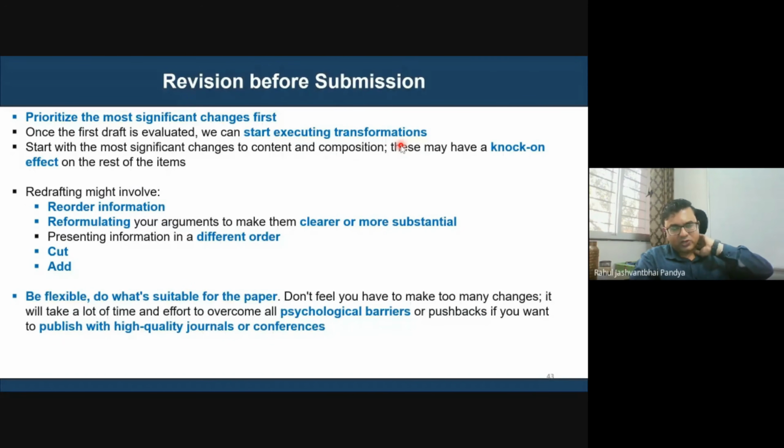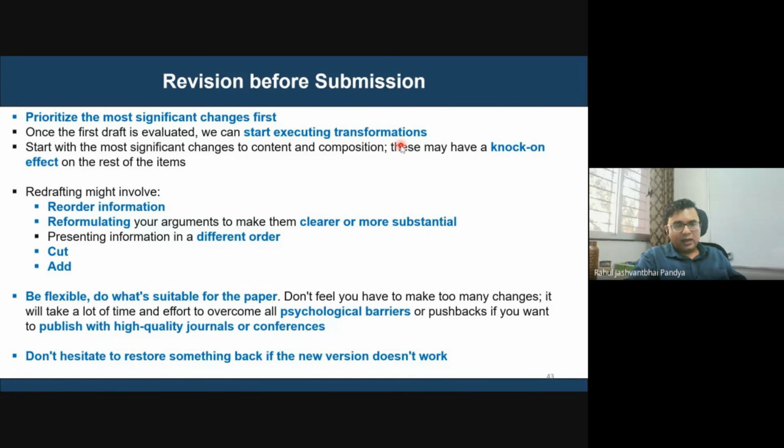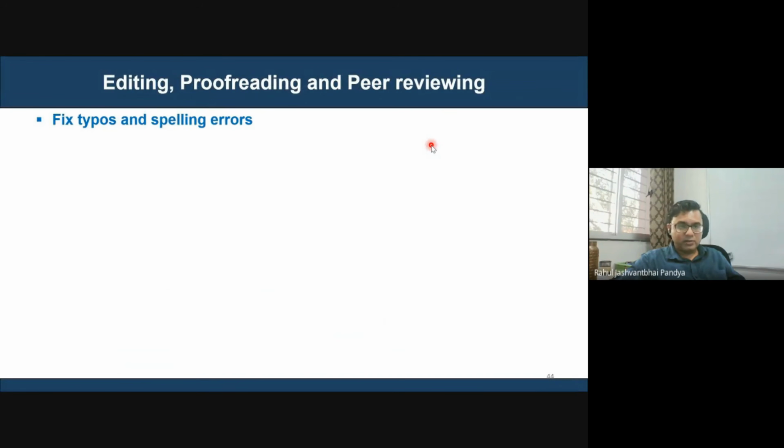Whatever suits there, we should do that, and we should overcome all the psychological barriers or pushbacks. If you want to publish in high-quality journals and conferences, right, there would be multiple psychological barriers. We have to overcome everything. We should never hesitate to restore something back if the newer version doesn't work. So let's say if we have screwed up in the revision phase, and we find that the new edits are not working, or it doesn't make sense, then we can fall back to the original version.